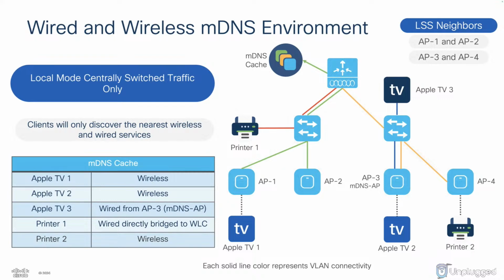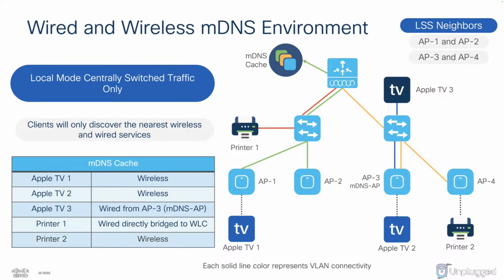Now, on the right-hand side, we have two APs, but one is considered an mDNS AP. So again, it's doing its regular AP functions, but we've added that mDNS functionality on top of it. You notice we don't have that red line anymore, or a dark blue line or anything like that going to the controller. Why is that? Because I'm learning about those wired services from the mDNS-AP. So Apple TV3 is learned by mDNS-AP3. Now, normally what would happen is AP1, AP2, AP3, and AP4 would all advertise Apple TV3 because the controller learned about it on the mDNS-AP.